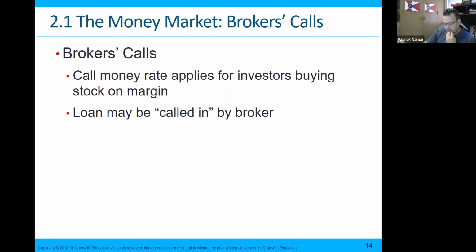Okay, broker calls. The call money rate applies for investing and buying stock on margin. The loan may be called in by the broker themselves.